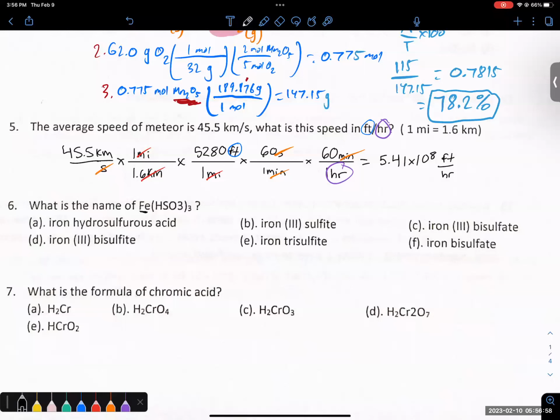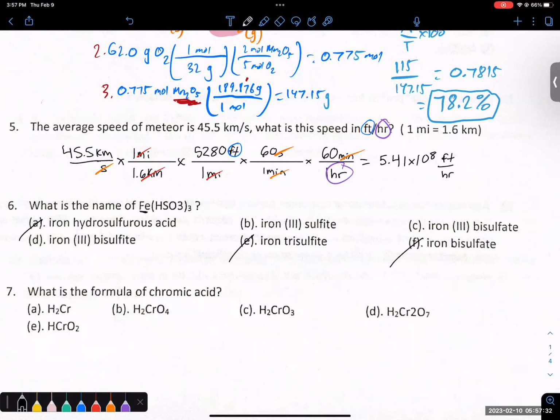So iron is a metal. What is iron one of your exceptions, like a metal that only has one charge? Right, so what needs to be on there whenever you name something with iron? Yeah, Roman numeral. So right off the bat, I can cross out A, E, and F, because I don't see any Roman numerals there.